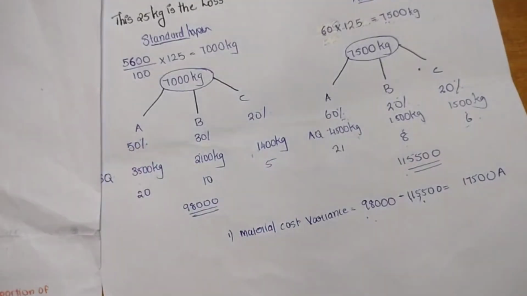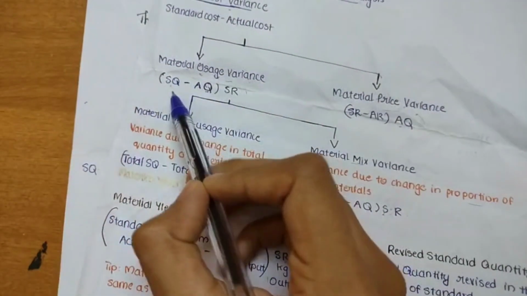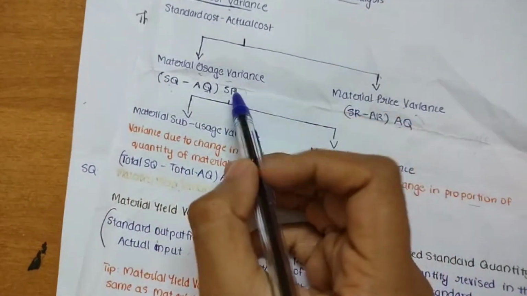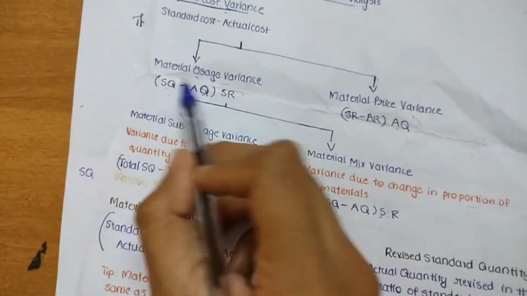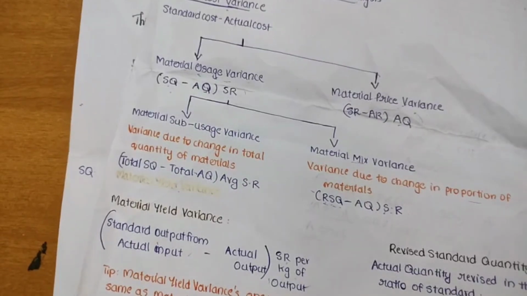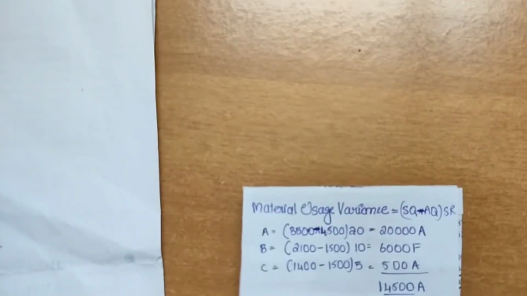Then we have to find material usage variance and material price variance. For that we require standard quantity and actual quantity, which we have already found. Standard rate is also available. So now we are going to find the material usage variance. Now we are going to calculate.